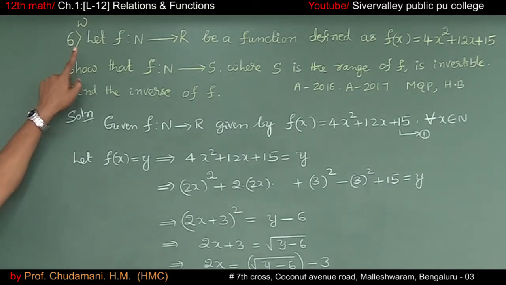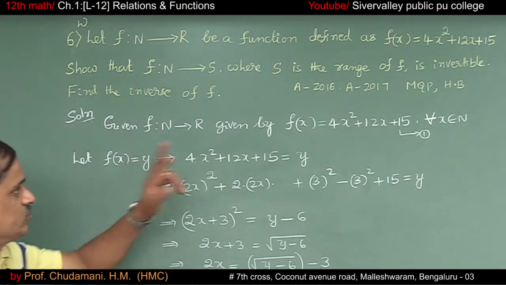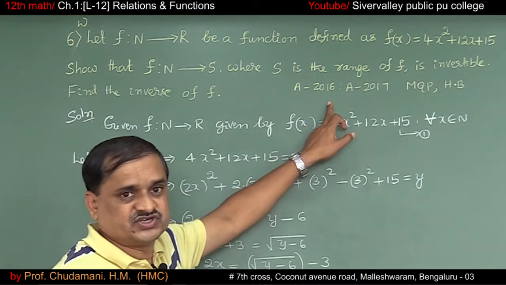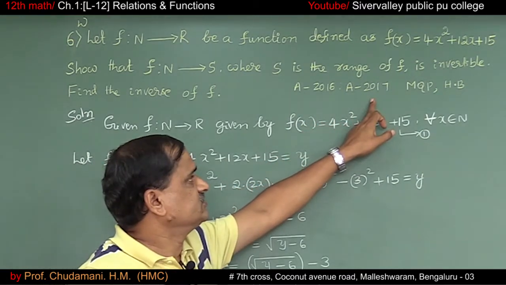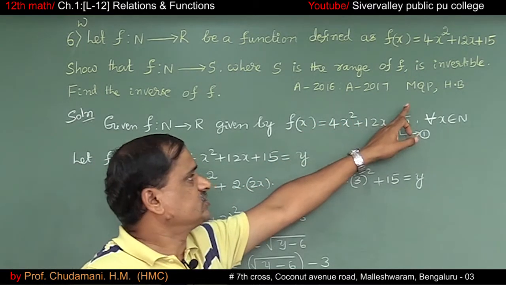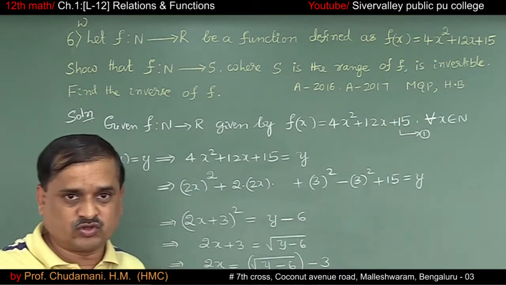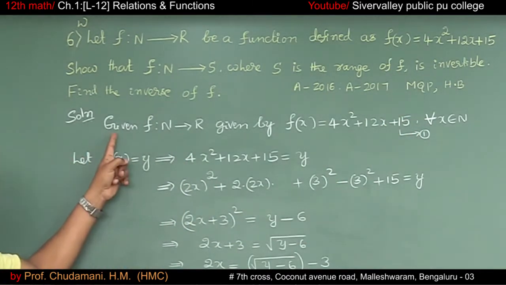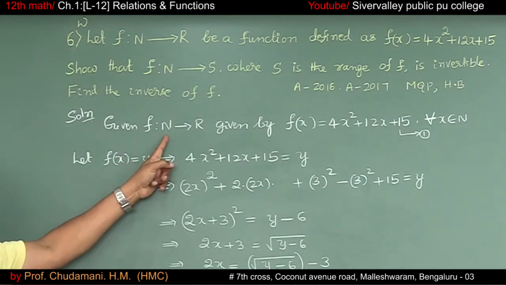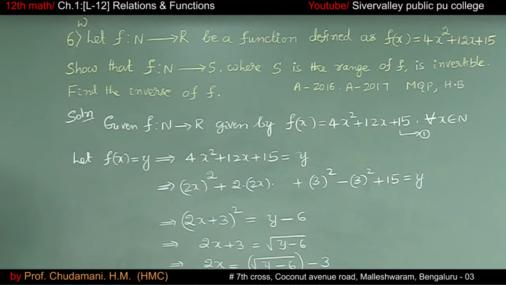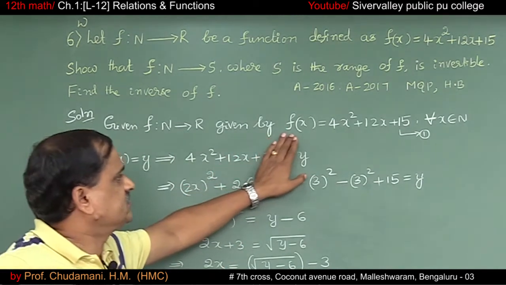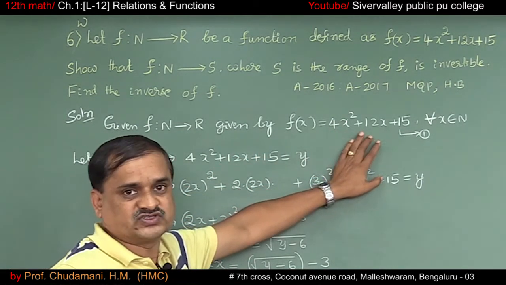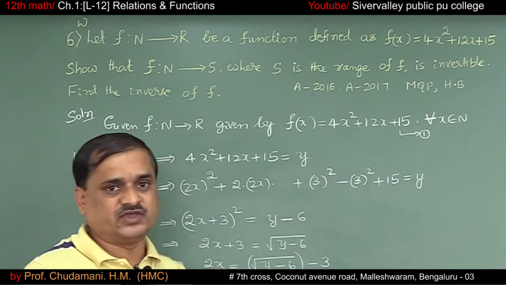Sixth one, worked example. It's a good question. Annual 2016, annual 17, model question paper, even in the handbook also. So, given solution, given f from natural numbers to real numbers, defined by f of x is equal to 4x square plus 12x plus 15, say equation 1.